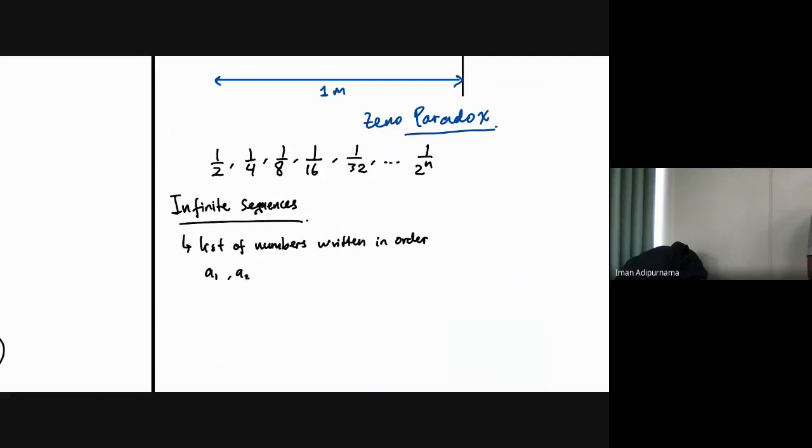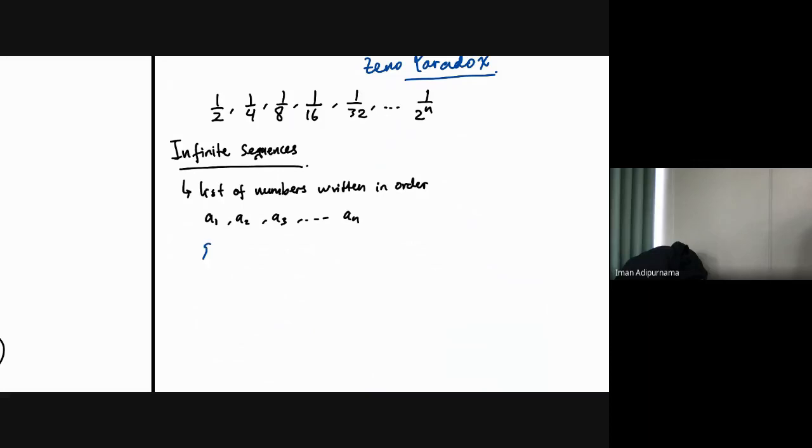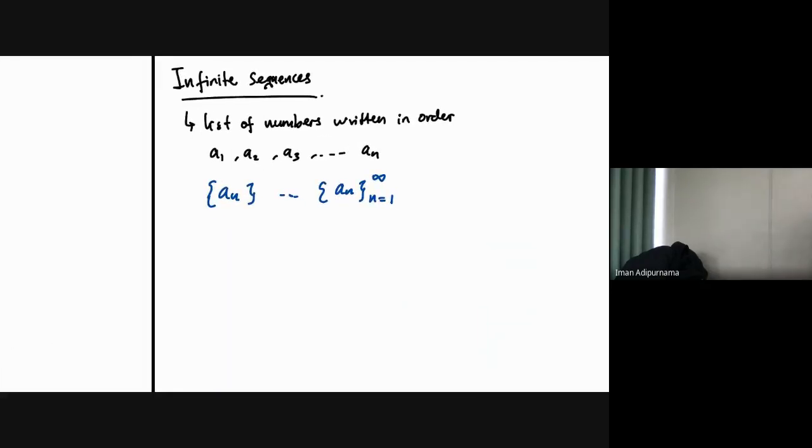Like from A1, A2, A3, until some n. Okay. And if you remember, we can write this as an. Or if you want to write it completely, we can write this from n equals 1 until infinity. But I think usually we are more familiar with the left one, right? We just keep the left one. The right one is not really commonly used.